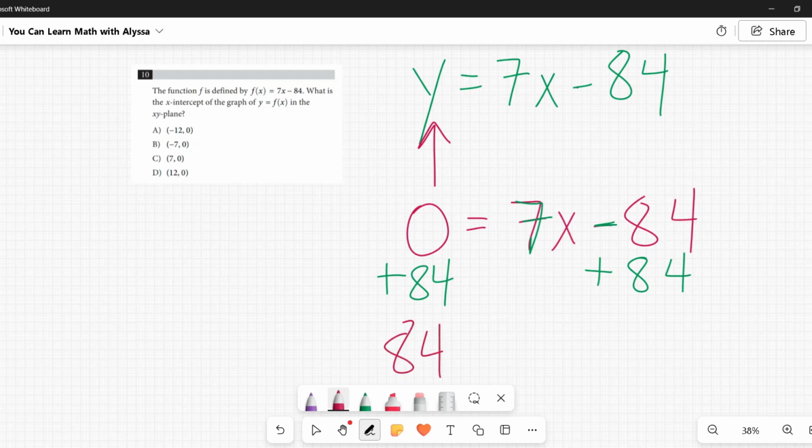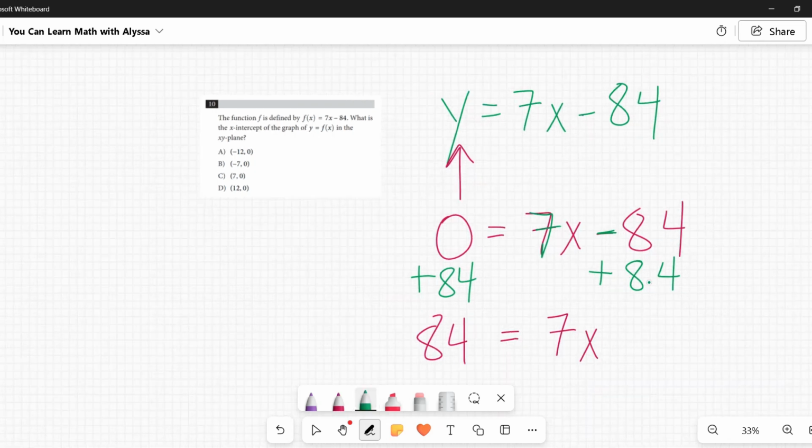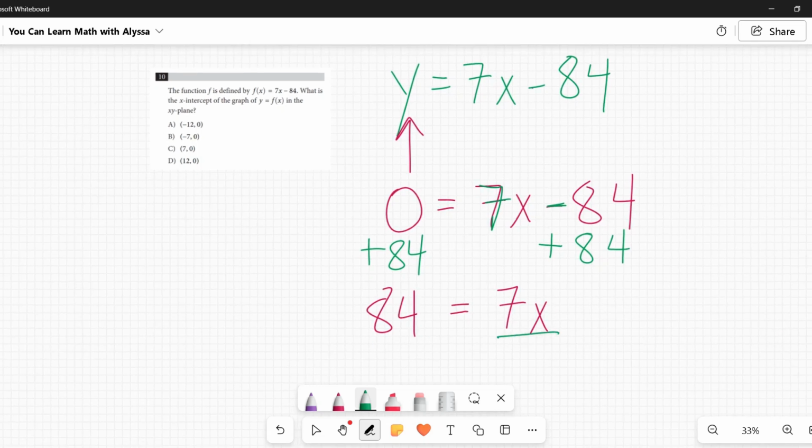So 84 on the left and 7 times x on the right. Now, 7 times x, we want to undo that. What is the opposite of times? It is division. So we want to divide both sides by 7.